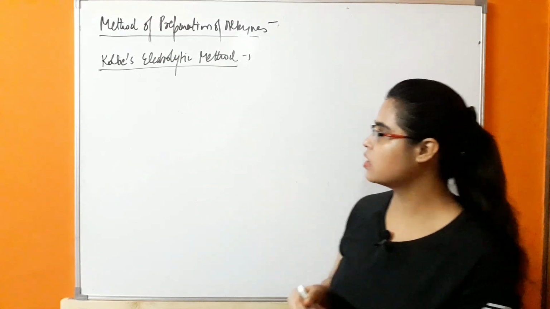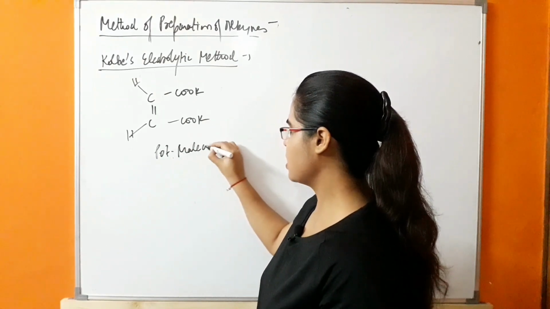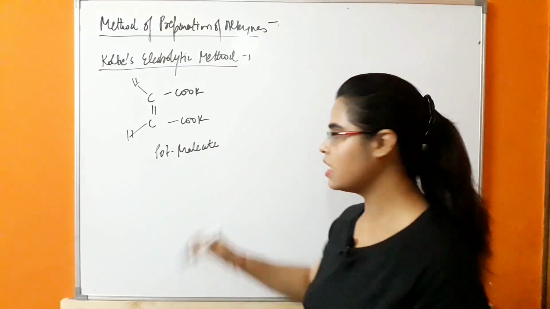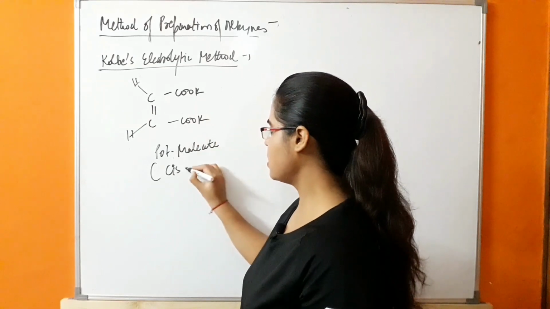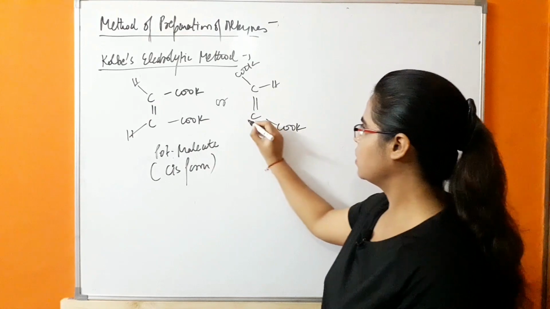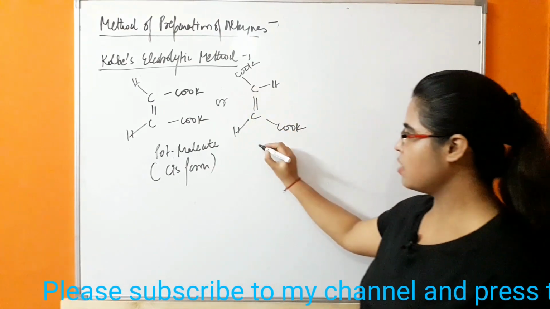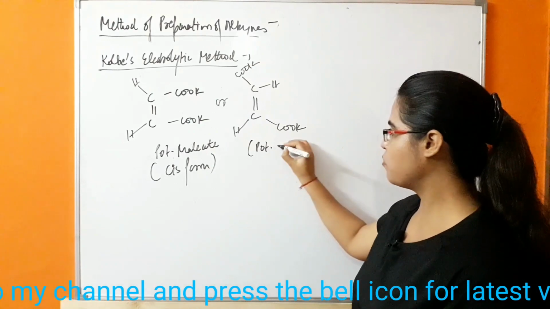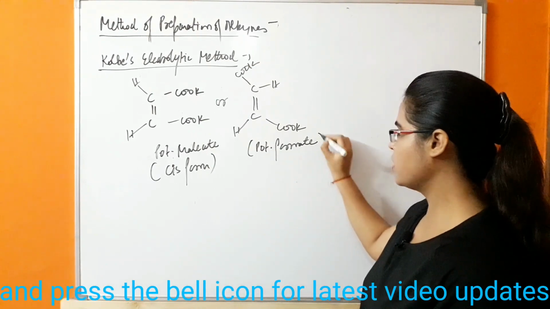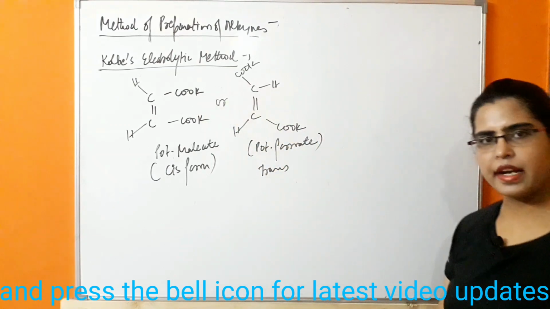So what will be happening in this case? Potassium maleate. This is named as potassium maleate. In this, the cis form of the isomer is represented. We can also take the trans form, and the trans form is named as potassium fumarate. Either of the two can be taken for the electrolysis.